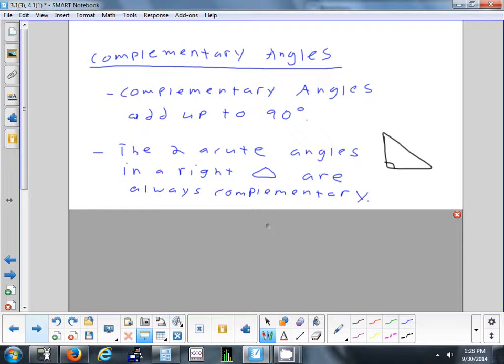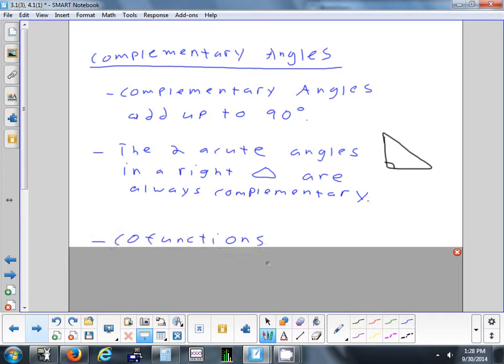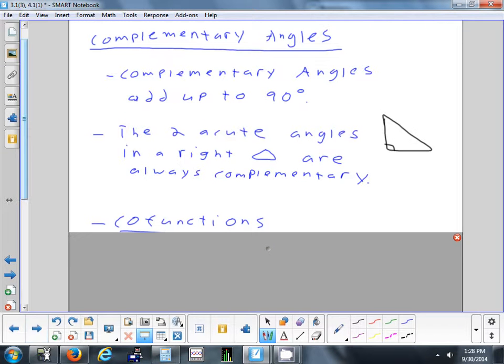So they have to be complementary. If they weren't, they wouldn't add up to 180. Okay, we're going to take the idea of complementary angles and combine it with the idea of cofunctions. So cofunctions are just another way to pair up trig functions.